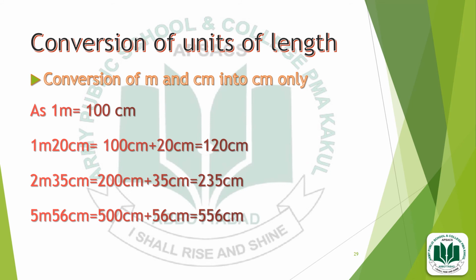In the second example, there are 2 meters and 35 centimeter. And we know that students, 2 meter is equal to 200 centimeter. Then we add 35 and it becomes 235 centimeter. In the last example, 5 meter and 56 centimeter. Then we convert 5 meter into centimeters. So there are 500 centimeters in 5 meter, and then add 56. It becomes 556 centimeter.